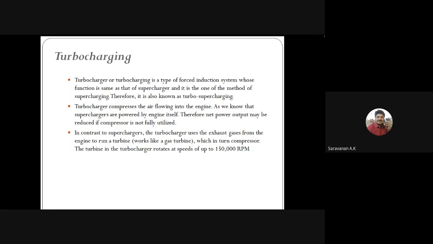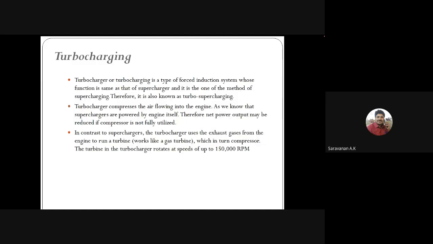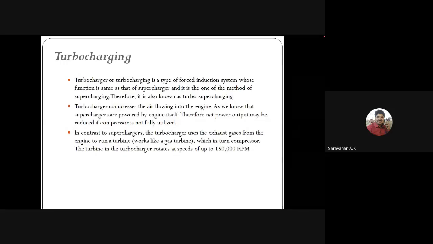That turbine drives some elements in the engine, especially the compressors, which work with energy produced from the engine. This type of system is called the turbocharger. In this turbocharging, the exhaust gas from the engine runs the turbine, so the turbine rotates.